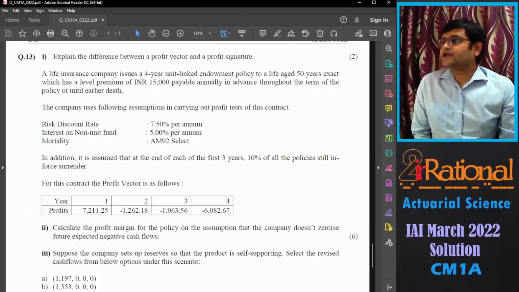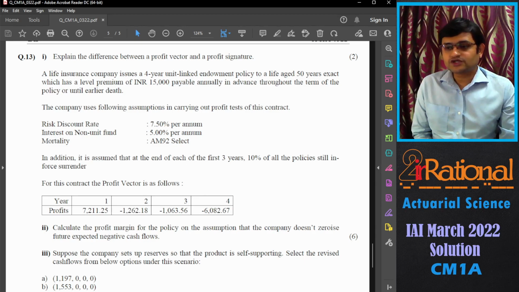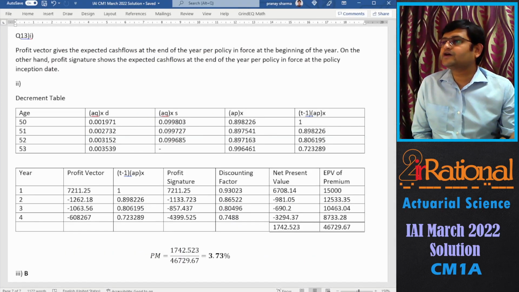So question number 13, explain the difference between the profit vector and a profit signature. So we'll say profit vector gives the expected cash flow at the end of the year per policy in force at the beginning of the year. On the other hand, the profit signature shows the expected cash flow at the end of the year per policy in force at the policy inception date.